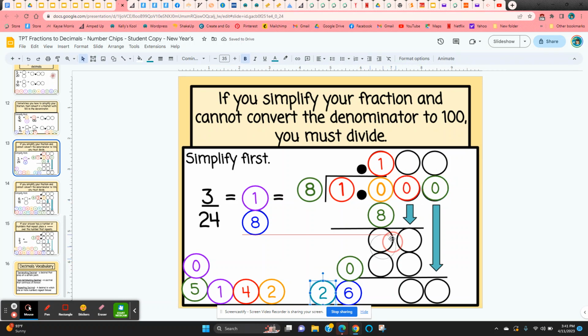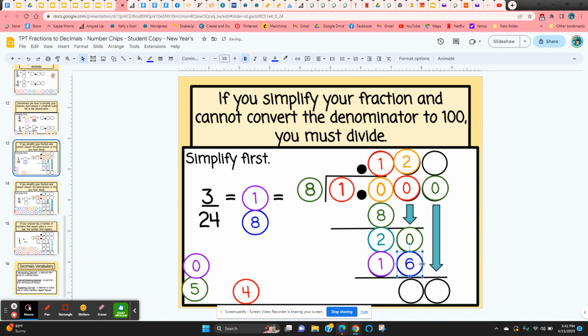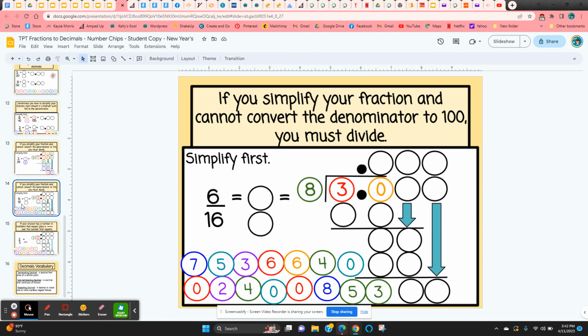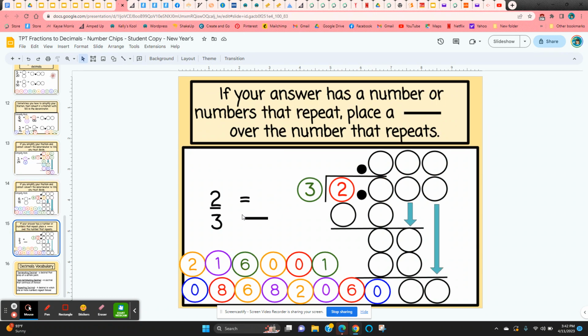Here they're going to subtract, bring down the 0. 8 goes into 20 2 times. 2 times 8 is 16. Subtract and bring down the last 0. At this point, 8 will go evenly into 40 5 times, and now they have their quotient, 125 thousandths. They're going to do the same thing on the next slide, simplify and then divide. And then on the final slide, they have an example where they have a repeating decimal as an answer.